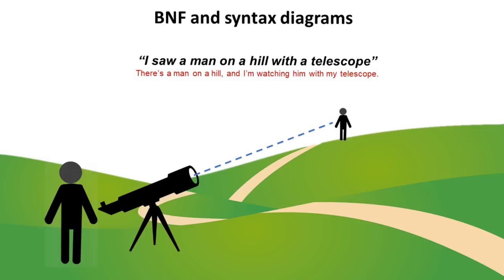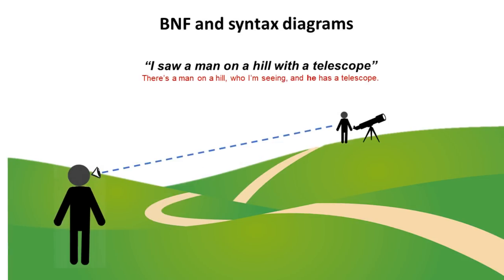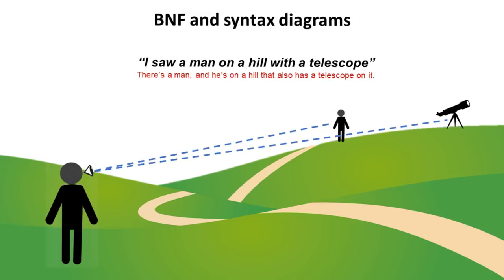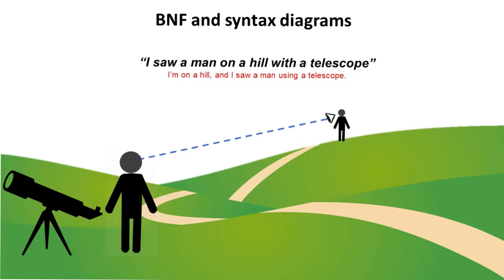Now that may be the image you conjured up in your head, but what about this one? There's a man on a hill who I'm seeing and he has a telescope. What about there's a man, he's on a hill, which also has a telescope. How about I'm on a hill and I saw a man using a telescope.